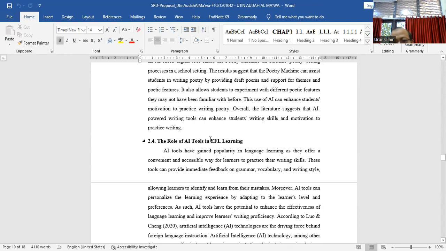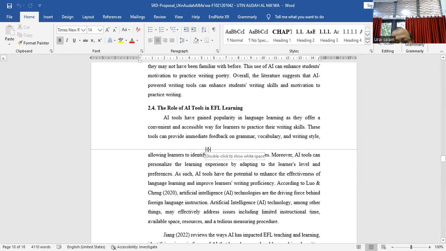This is too broad, because EFL learning covers every single aspect of English learning. It can be listening, speaking, reading, but what we mean is actually writing. So it's better to say the role of AI tools for EFL writing, directly, because you are not going to find the broad thing like that. So you only focus on the use of AI in writing.